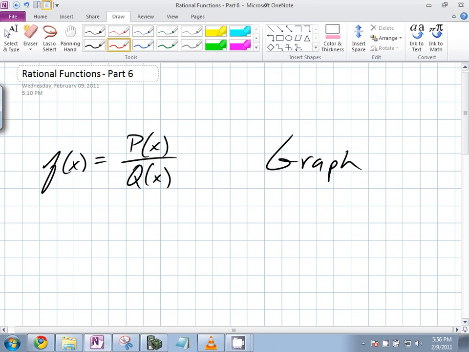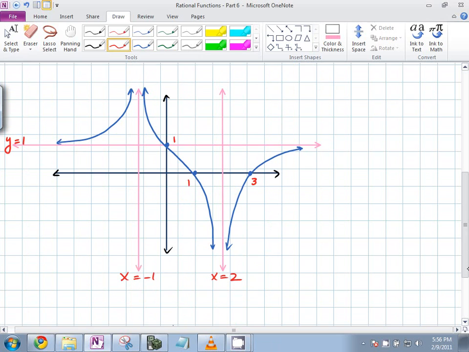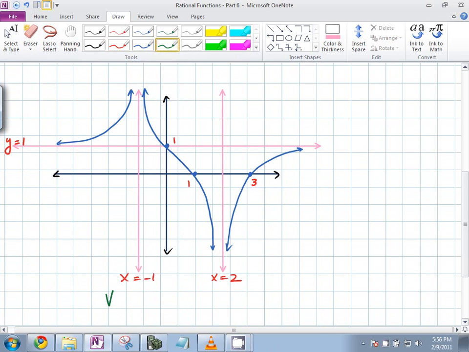So far, in our journey through rational function land, we've been taking rational functions and turning them into graphs. What we now need to learn is how to take a graph of a rational function and turn it into the actual equation. So let's say you were given this graph. We have a vertical asymptote right here at x equals -1, a vertical asymptote at x equals 2, and a horizontal asymptote at y equals 1. We also have x-intercepts at 1 and 3, and a y-intercept at 1. How will we go about building a rational function?